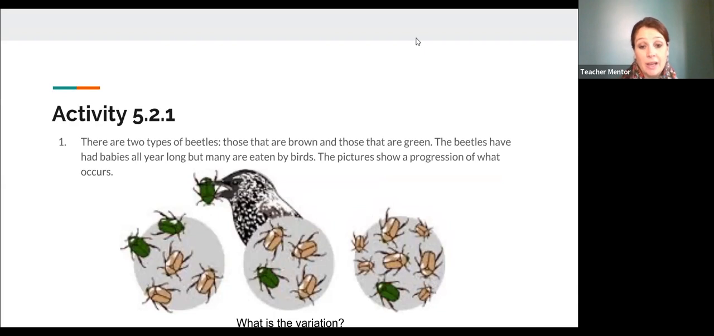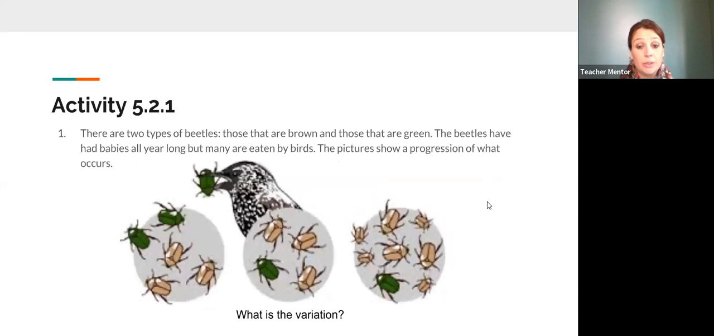Well, as the picture shows, the variation is going to be color. We have several brown beetles and a few green beetles. So the variation is going to be color.